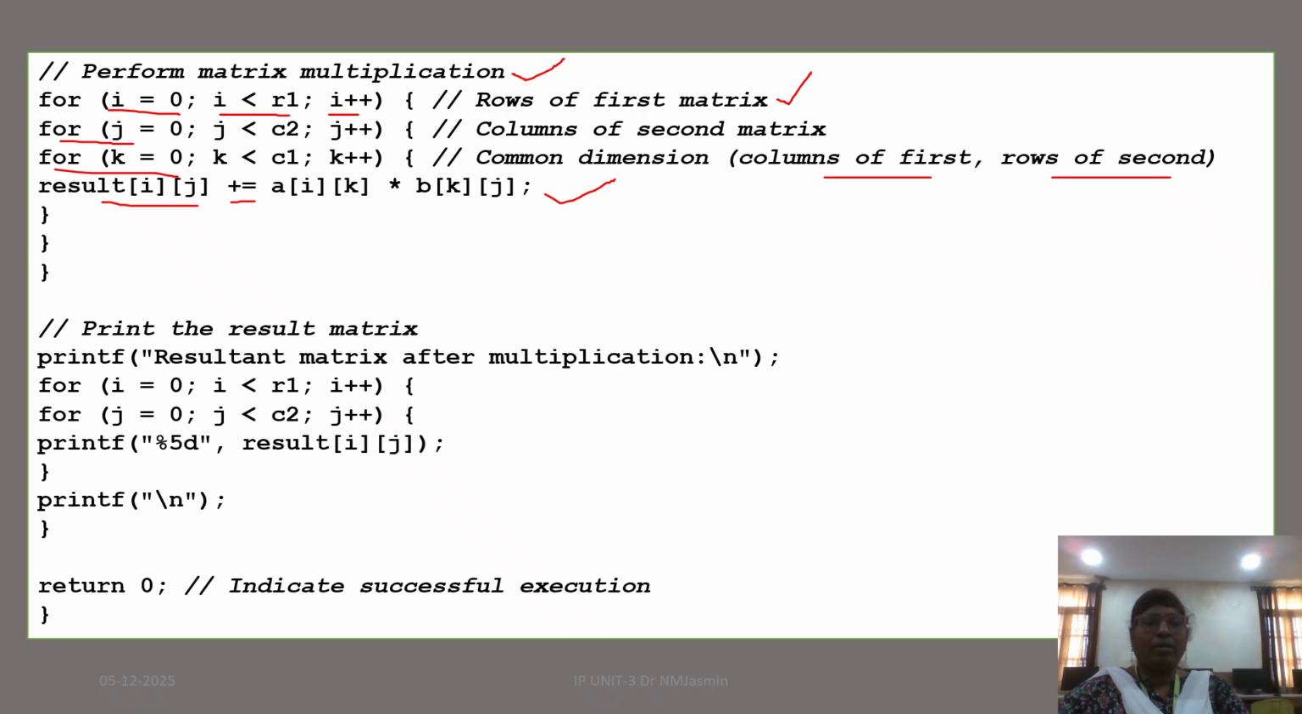Thereby here we have to print the result matrix. Result matrix after multiplication, again it is having the ith row and also the jth column, and the result matrix will be displayed. Later on, printf line by line all the rows, and return 0, which indicates execution is successful. That's all. Thank you.